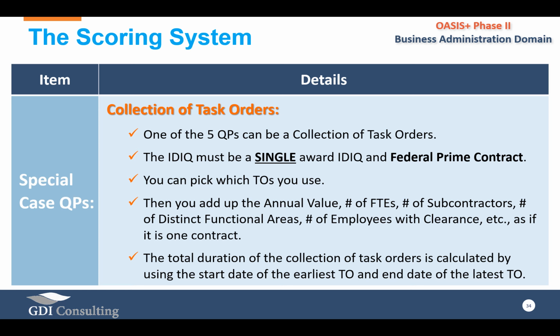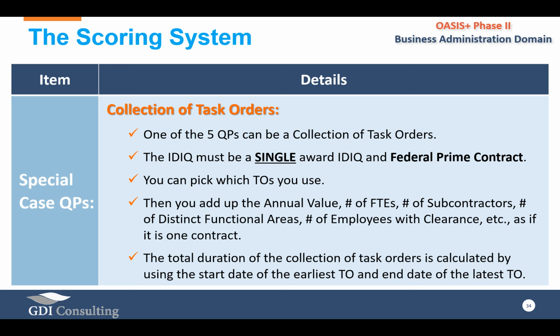The good thing about it is that when you add them up, then you can claim the score for all the value, the number of FTEs, the number of subcontractors, all of that, because it's considered one contract. So, for example, take a case of a single award IDIQ you have, and it has, say, 20 task orders, but all the task orders are in the ranges of $50,000, $100,000. I'm talking annual. So you can't use any task order by itself.